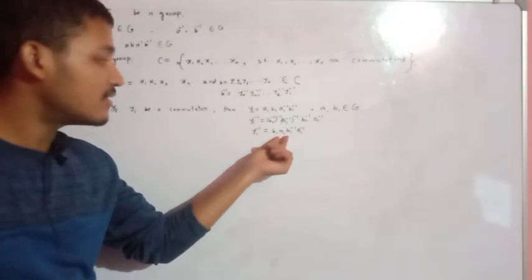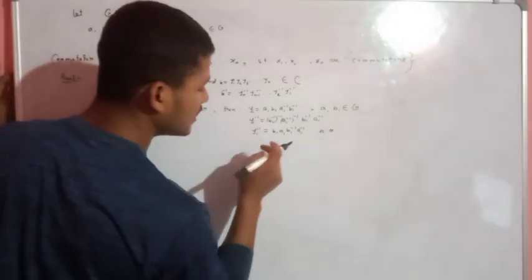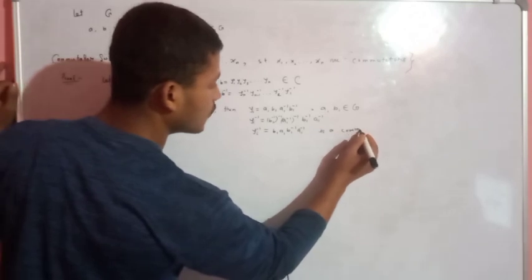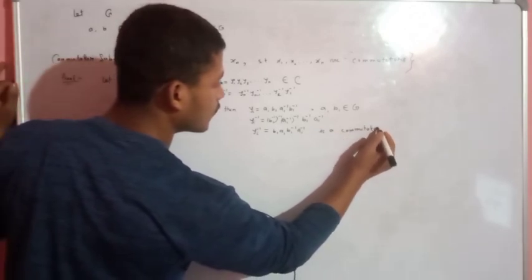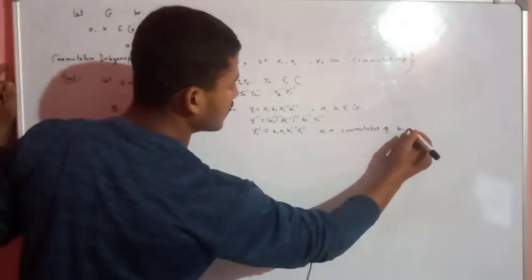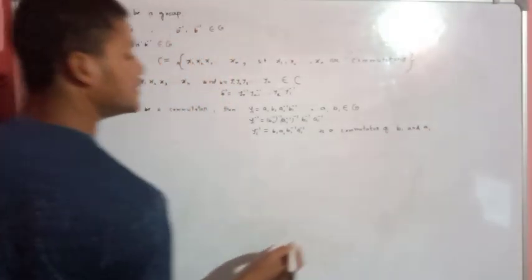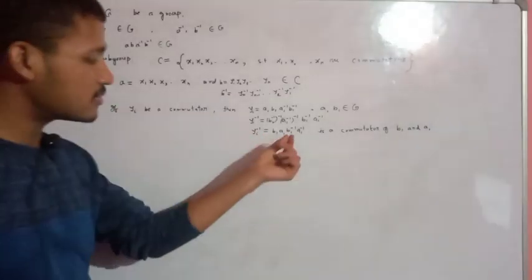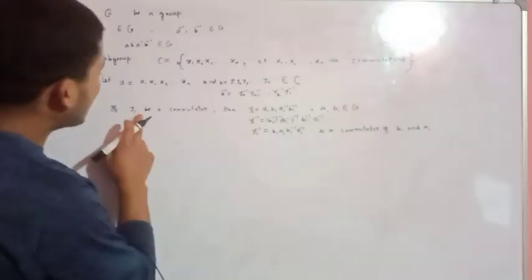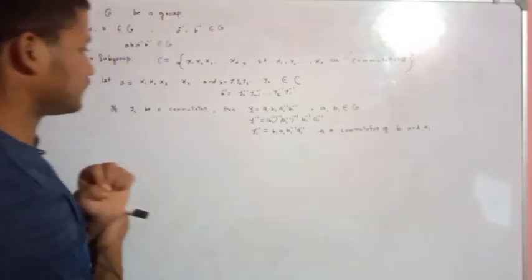What is this? yi inverse is a commutator of B1 and A1, right? So if yi is a commutator, yi inverse will also be a commutator.